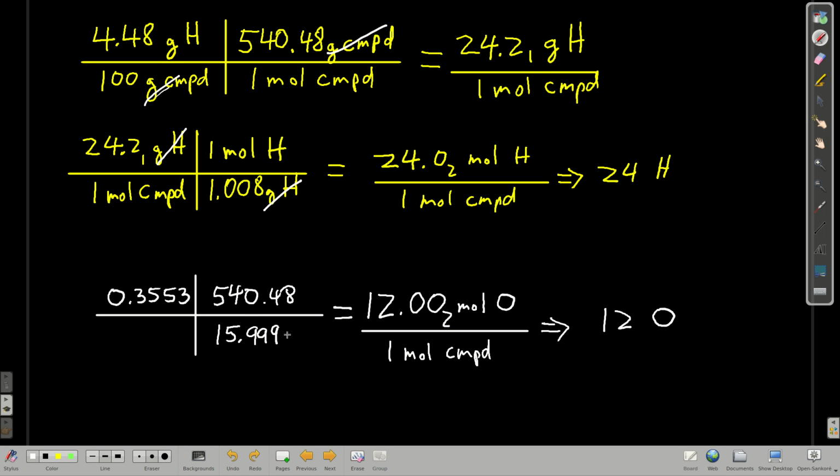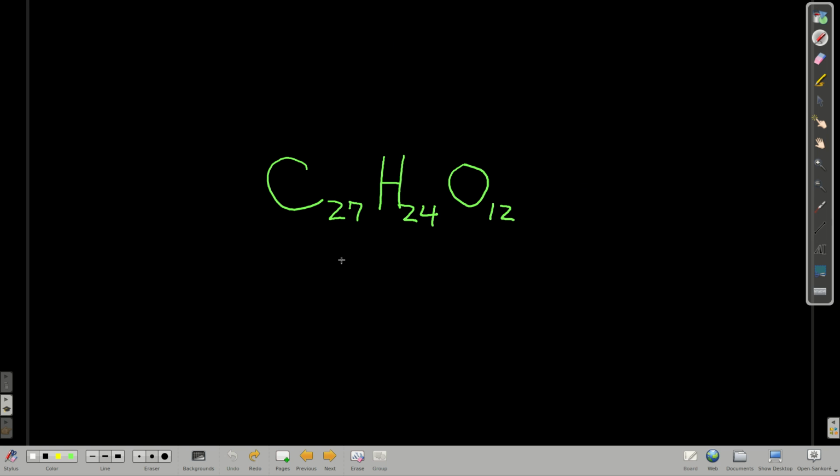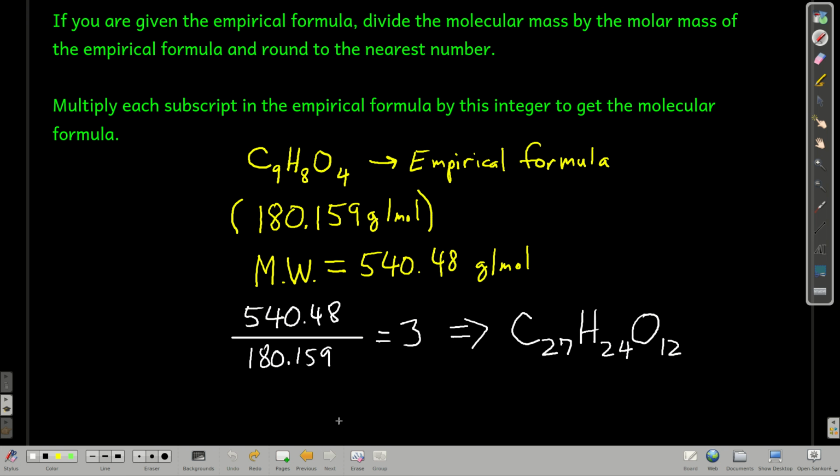Now, shortening it up, the way I do it if I'm in a hurry: the percent is 35.53% oxygen, so 35.53 over 100 is 0.3553, times the molar mass, divided by the molar mass of the element. Same thing, 12 oxygens. That's a shortcut without putting the units, but make sure you understand how the units work. Now that we know there are 27 carbons, 24 hydrogens, and 12 oxygens in 1 molecule, we can write the formula, C27H24O12.